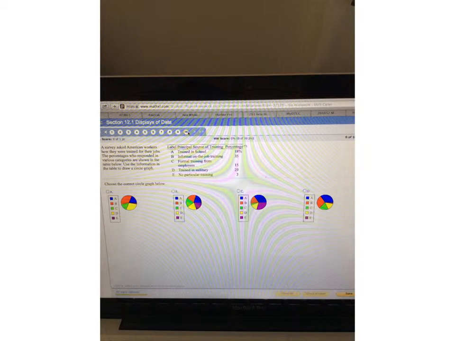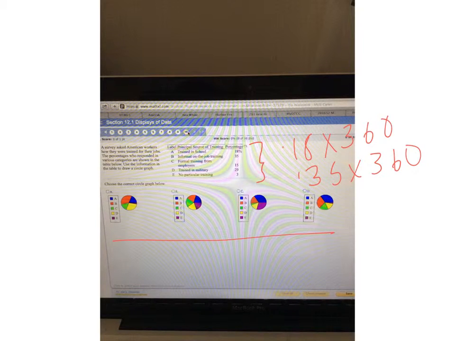This homework problem is just slightly different. So what you're going to do first is still you need to change each of these into degrees. So you're going to do 0.18 times 360, 0.35 times 360. And then from the multiple choices, you need to say, okay, well, which of those best represents the degree measures that are there?